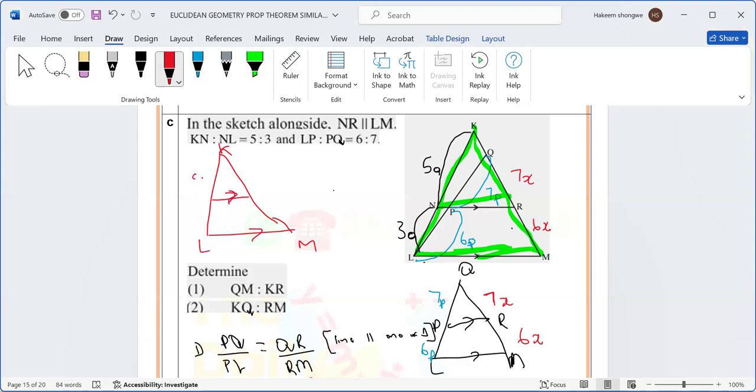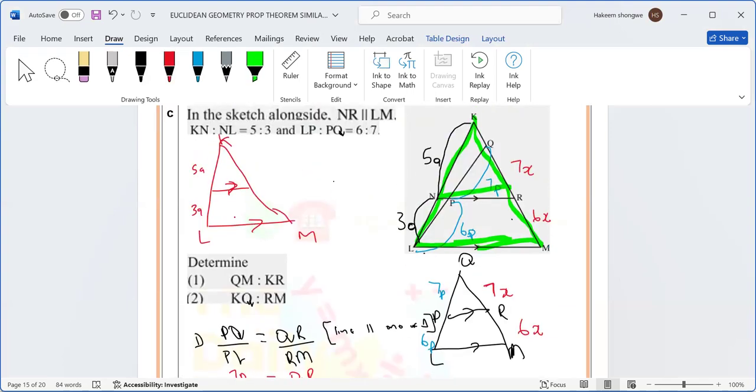What can you tell me? You said this one was 5A to 3A. Then you're going to use the proportionality theorem again. What can I say? This is 5K over 3K. Let's put it here also.